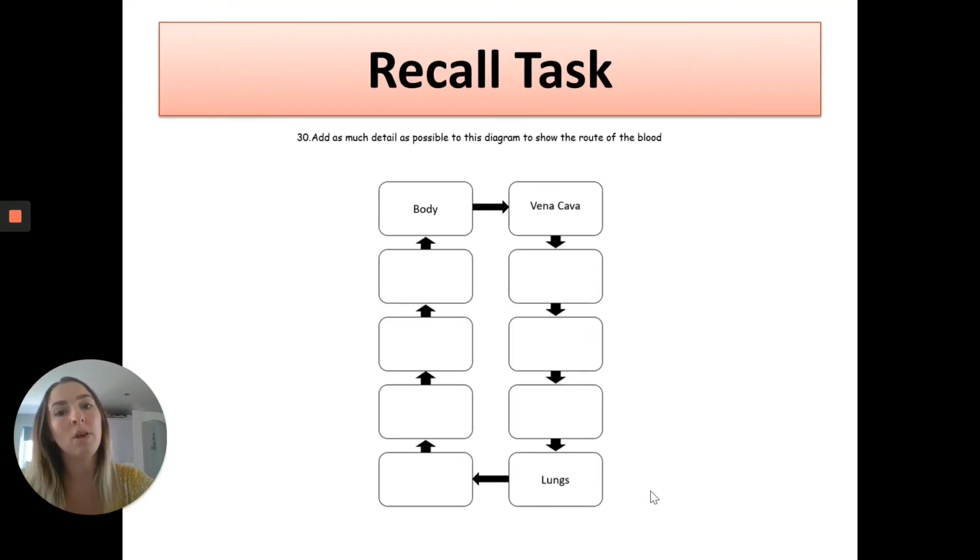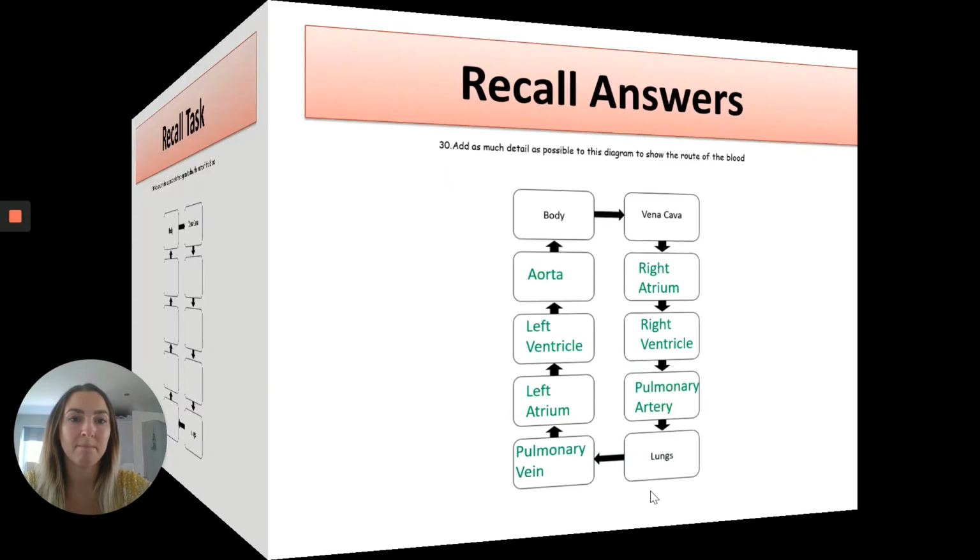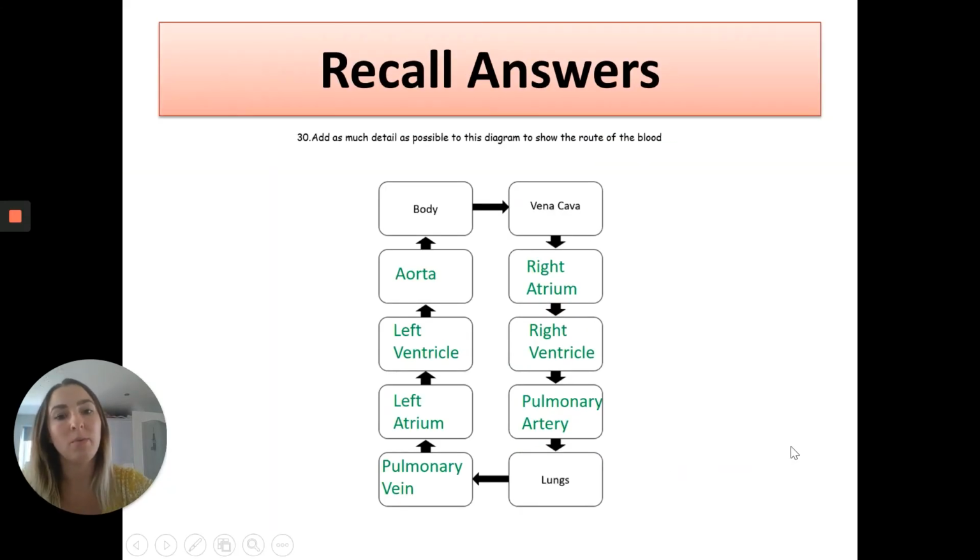Okay, so another recall task for you. Pause the video here and see if you can complete this flow diagram with the different parts of the heart. Okay, so the answers. Right, so we're starting with the body, going into the vena cava, right atrium, right ventricle, pulmonary artery, lungs, pulmonary vein, left atrium, left ventricle, aorta, and back to the body again.